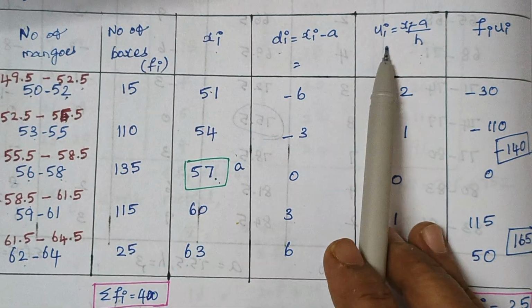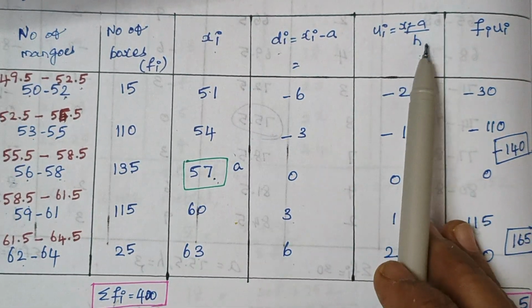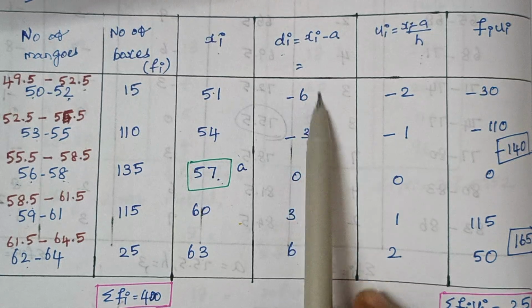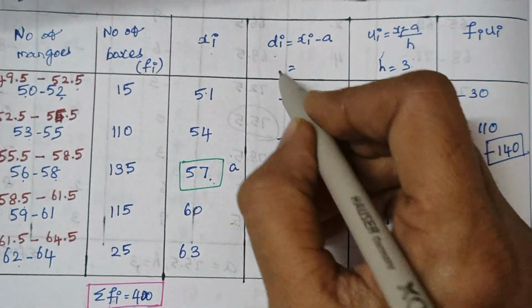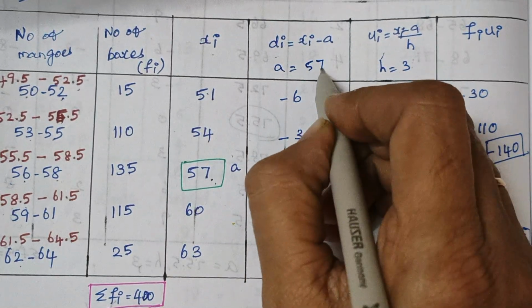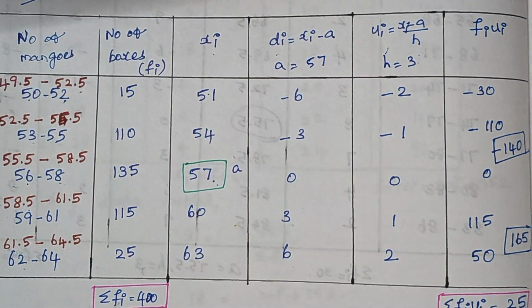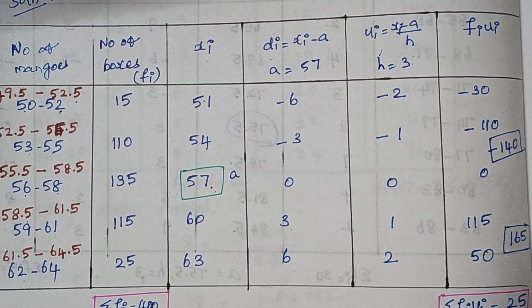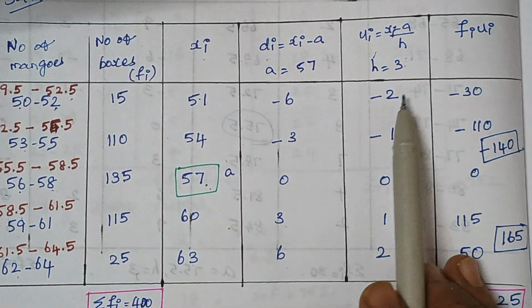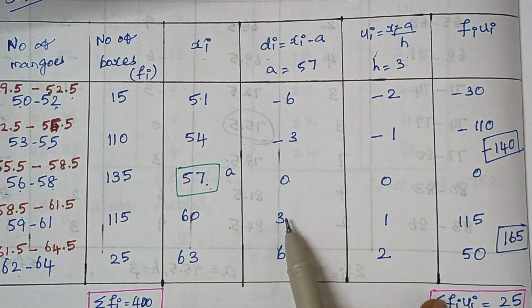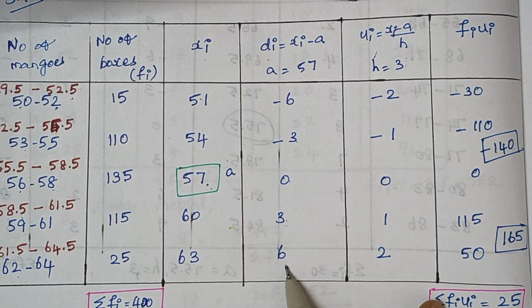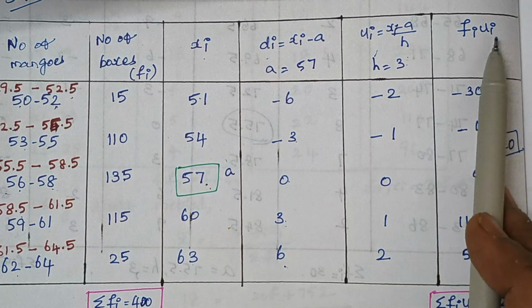So here ui is nothing but xi minus a by h. We know the value of xi minus a and the value of h is 3. So here the value of h is 3 and here the value of a is 57. Now finally we are going to find out fi into ui. Right, here we can do minus 6 by 3, minus 3 by 3, 0 by 3, 3 by 3 and 6 by 3.